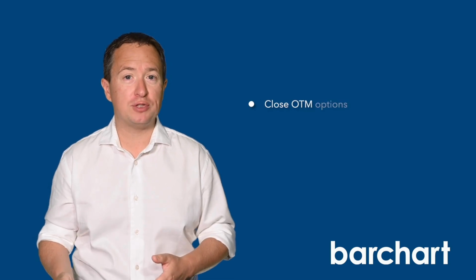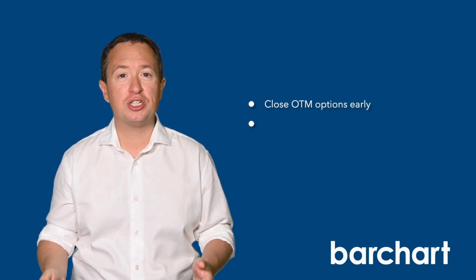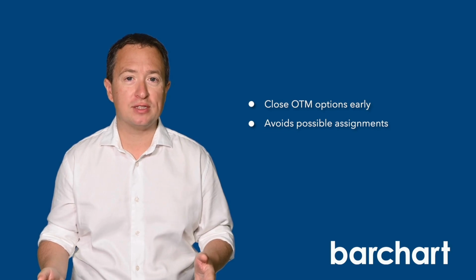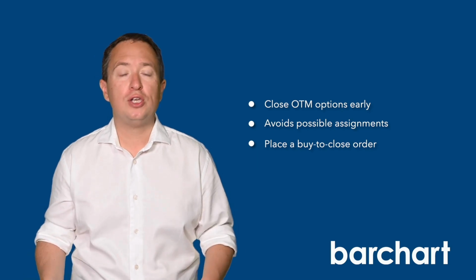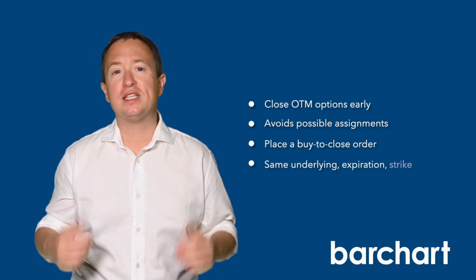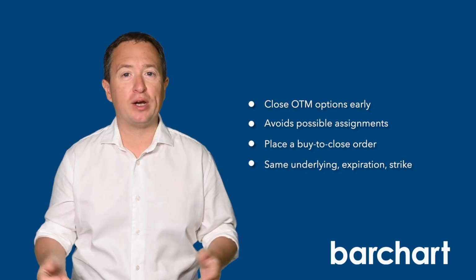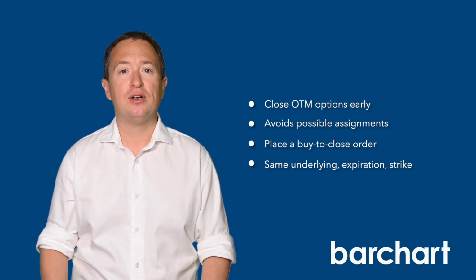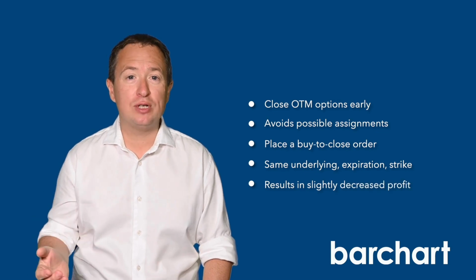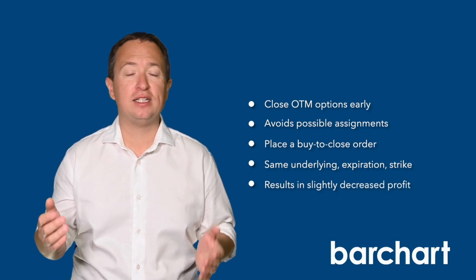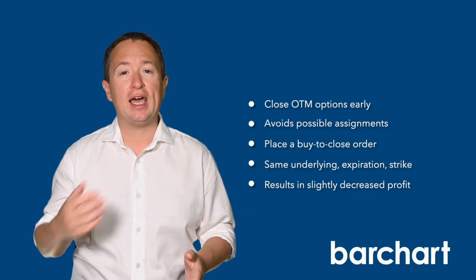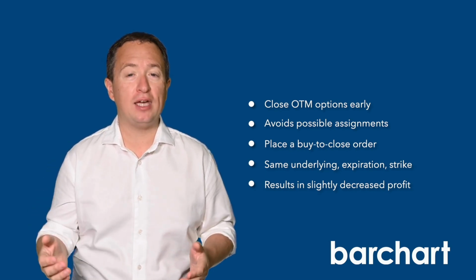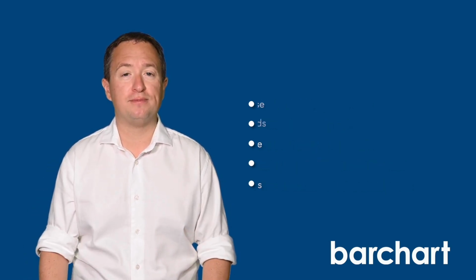Now, for peace of mind, some traders close their OTM short options before expiration to avoid possible assignments. To close out your trade, you'll place a buy to close order using the same put option with the same underlying expiration and strike price. Now, this will lead to slightly decreased profit depending on the difference between the initial premium that you received and the premium that you have to pay to close out the option trade.